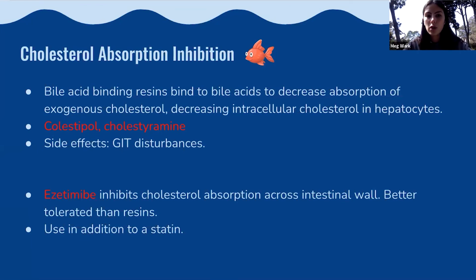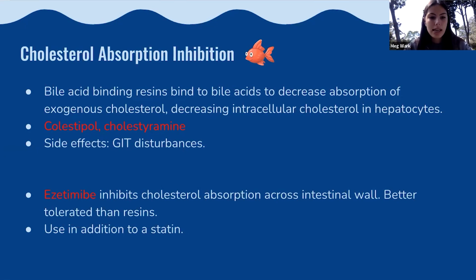Next, we've got cholesterol absorption inhibition. The first type of drugs are bile acid binding resins. These bind to bile acids, which are your body's way of absorbing and breaking down cholesterol so that it can be absorbed by the body. So if we inhibit these from doing their job, it means that there's less intracellular cholesterol in the hepatocyte. The examples of drugs are colestipol or cholestyramine. Side effects are GIT disturbances because now you've got all of this non-absorbed cholesterol and fat passing through the GIT.